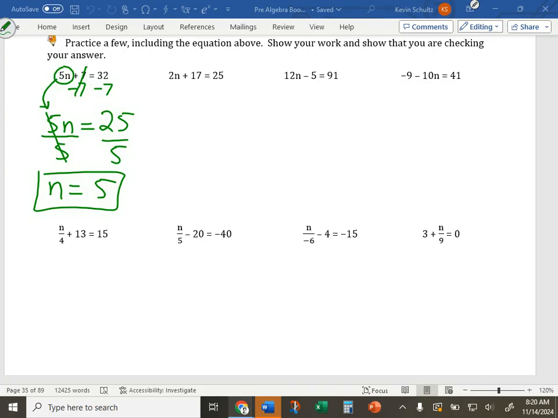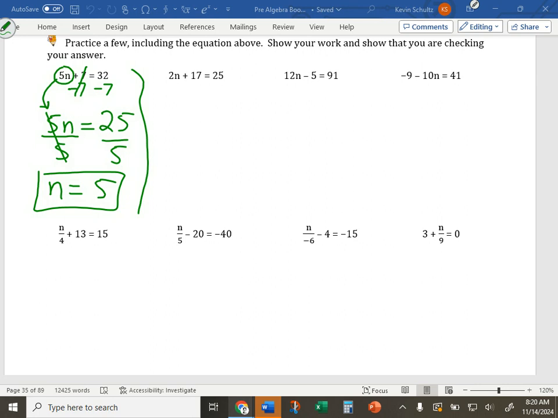2n plus 17 equals 25. What would your first step be here, do you think? I don't want the answer yet, but just what would your first step be? Ava? Cancel out the 17. How? Well, it's addition. Yep. So then you do subtraction. Exactly. Start with that constant.